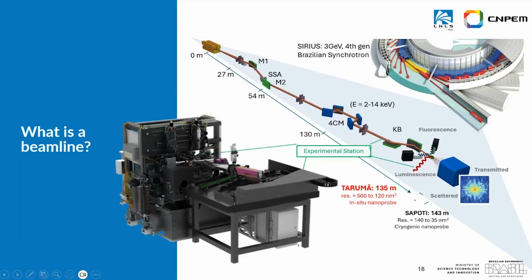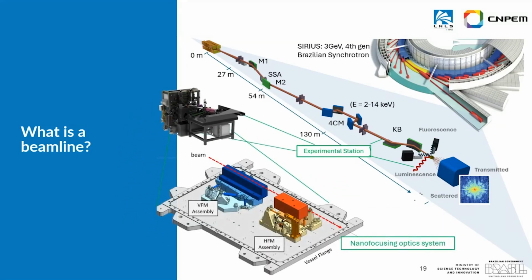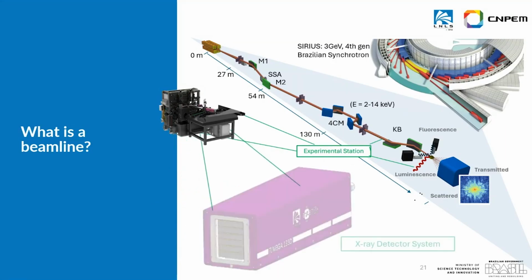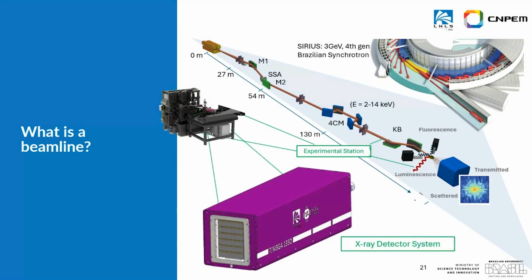And once the beam has these fine properties, it will be used at the experimental station to interact in a specific way with the sample and to deliver specific information to the detector. The experimental stations themselves are complex systems by definition too. They might have nanofocusing optics, sample manipulation systems and sample environment systems. And of course, they have many detectors around the sample.